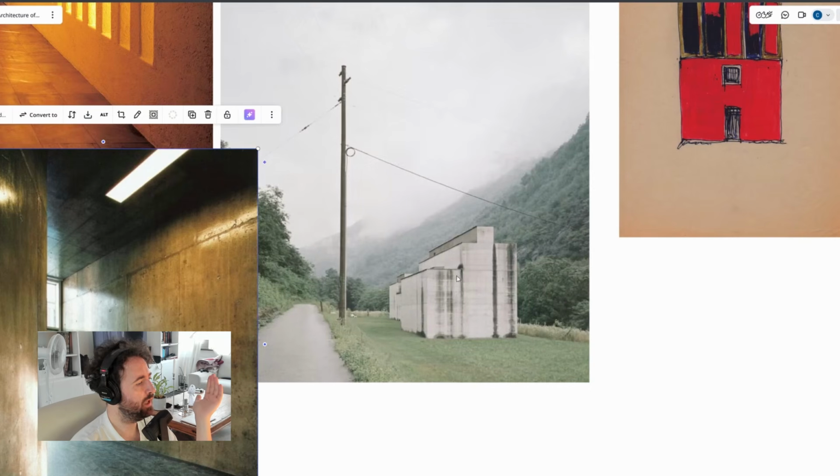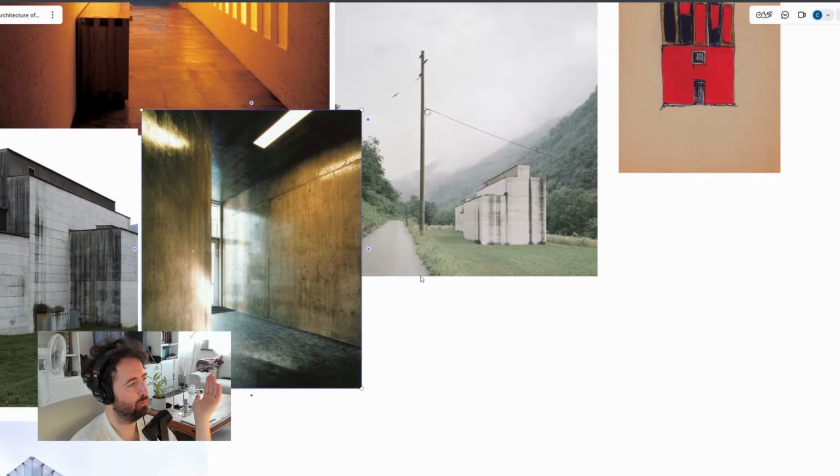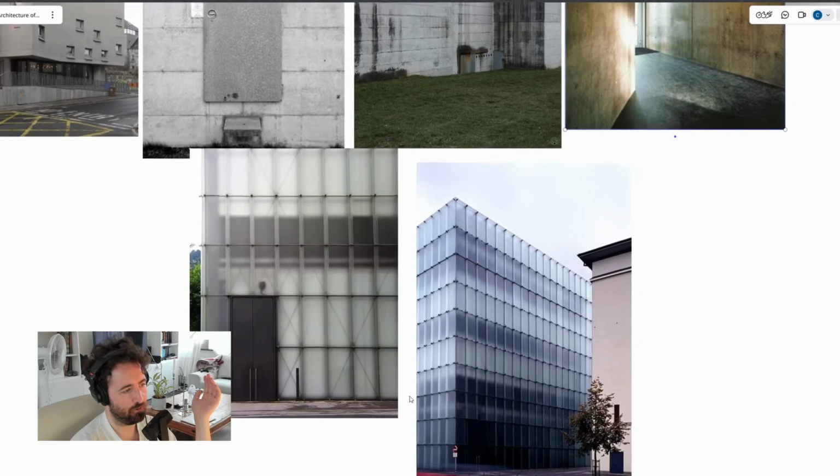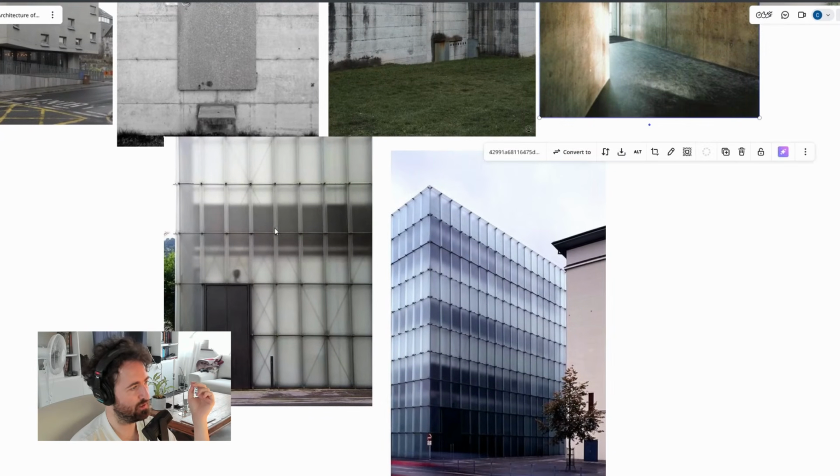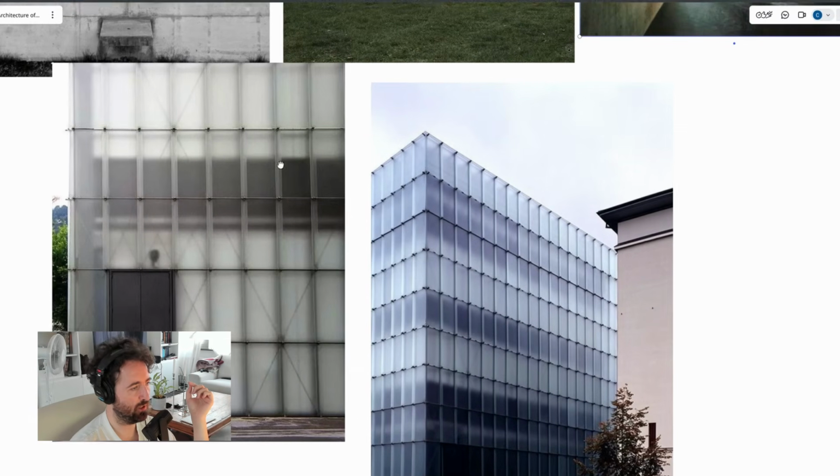And then of course I want to talk a little bit about Peter Zumthor here. I think this is Kunsthaus Bregenz. Am I saying that right? In Austria, an incredible piece of architecture.